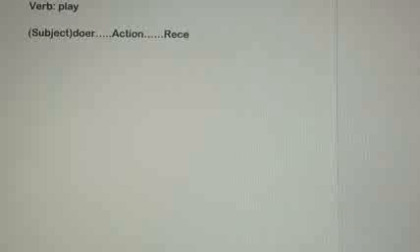Now, next, the most important topic that we should come to know. But before moving to our next topic, let me tell you, subject is the doer of the action, and the receiver, the person who will receive the action, is known as object. Let's see.